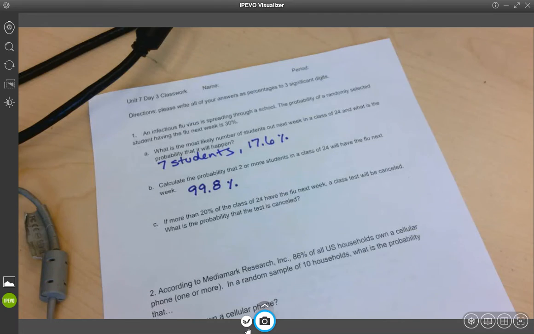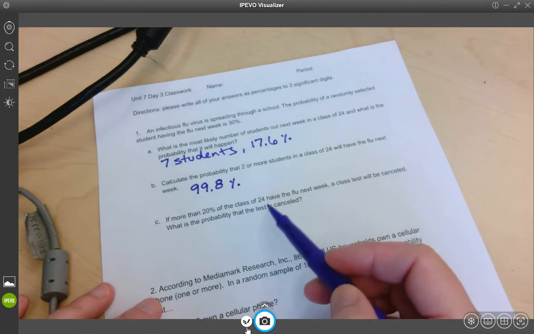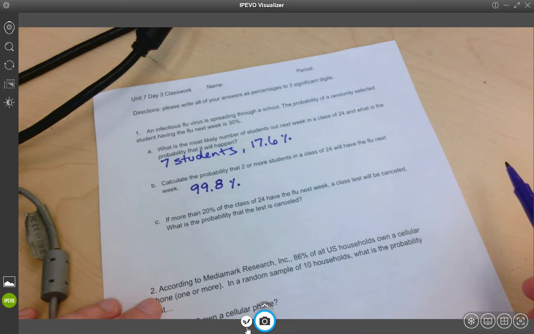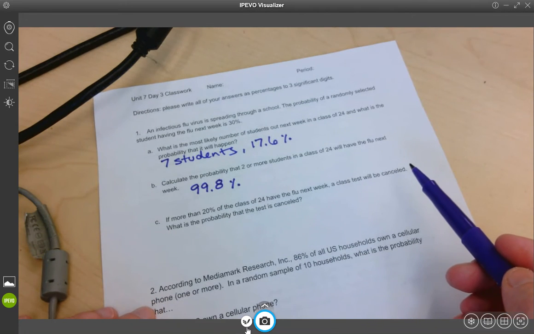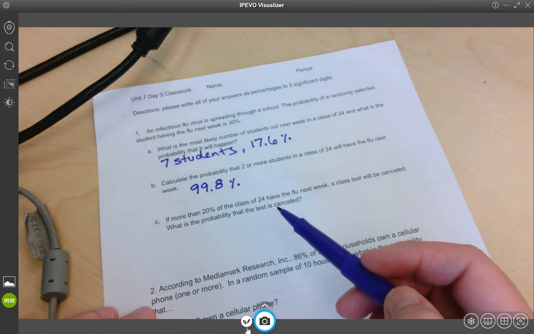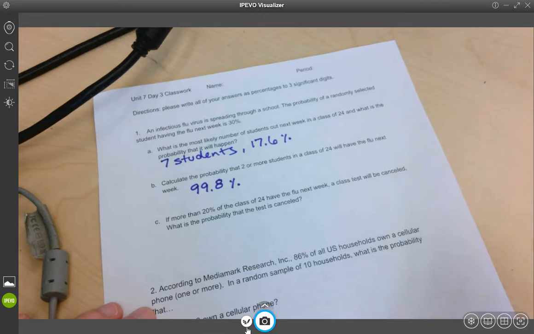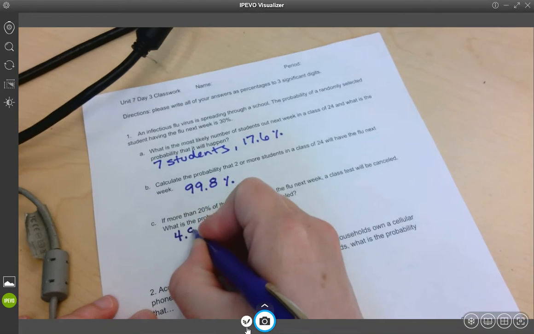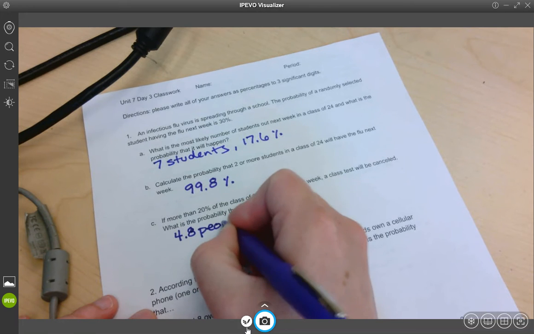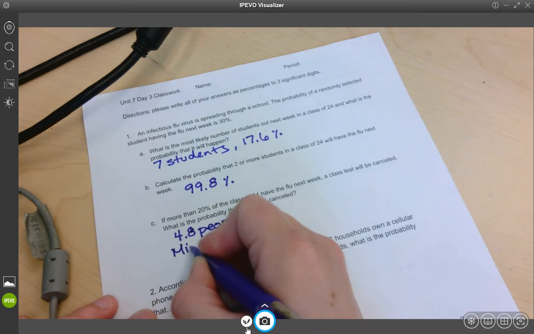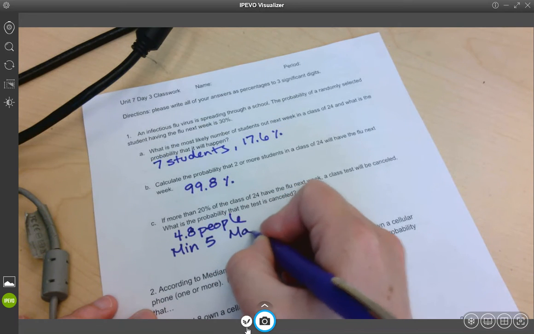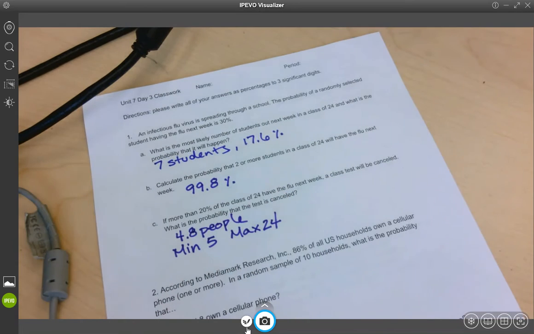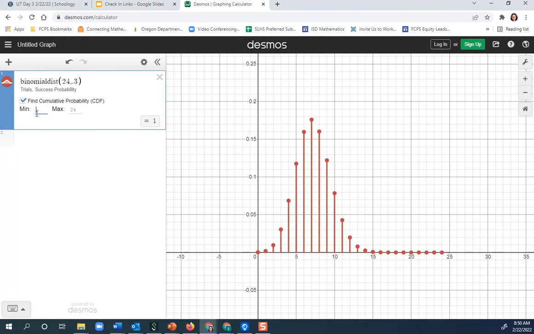All right. Next one. If more than 20% of the class of 24 have the flu next week, the class test will be canceled. What is the probability that the test is canceled? So when you did 20% of 24, you got how many people? 4.8 people. And it has to be more than 4.8 people. So you started with a min of what? Good. A min of 5 and still a max of 24. So let's check that one and see how you did. Min of 5 and max of 24. So I'm getting 88.9%. Does anybody have a question on the rounding there?